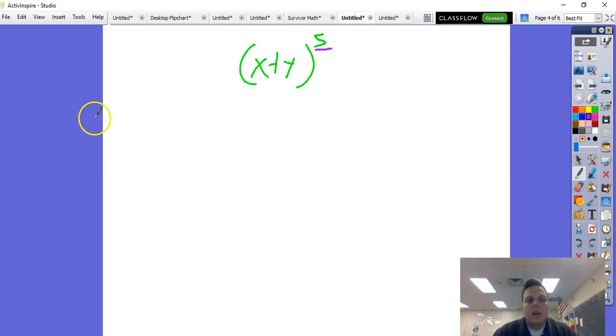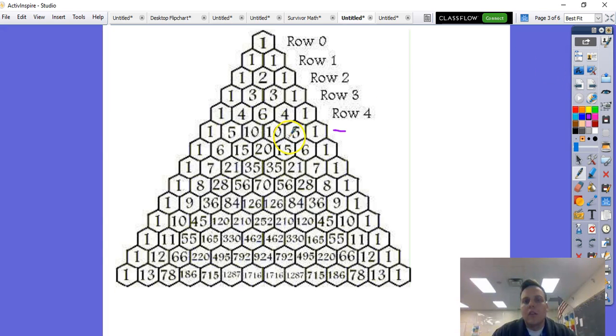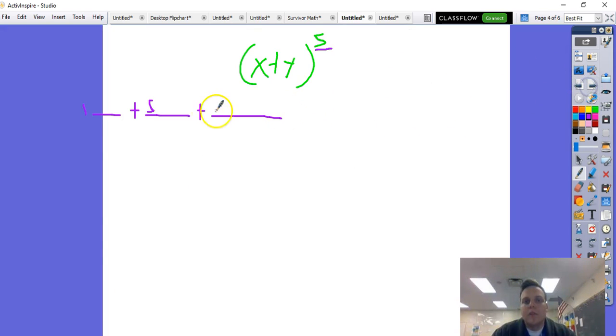So I like to make myself some spaces. 1 plus 5 plus 10, 10, 5, 1. I forget it all the time. I always have to jump back and forth. 10, plus 10, plus 5. Need more space there. Plus 1.